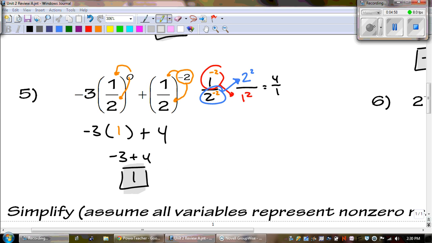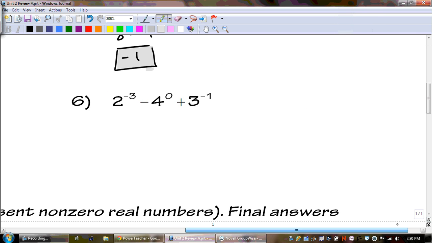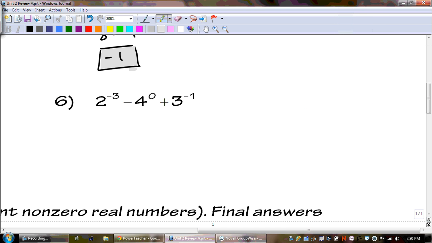Okay, let's do number 6. So number 6, we've got a lot of stuff going on. I see negative exponents that we have to drop, and then an exponent of 0. So let's start. 2 to the negative third. If our exponent's negative, we drop it like it's hot, so that 2 cubed goes on the bottom. If our exponent is 0, the base turns into 1. And then once again, if our exponent's 0 or negative, we drop it like it's hot.